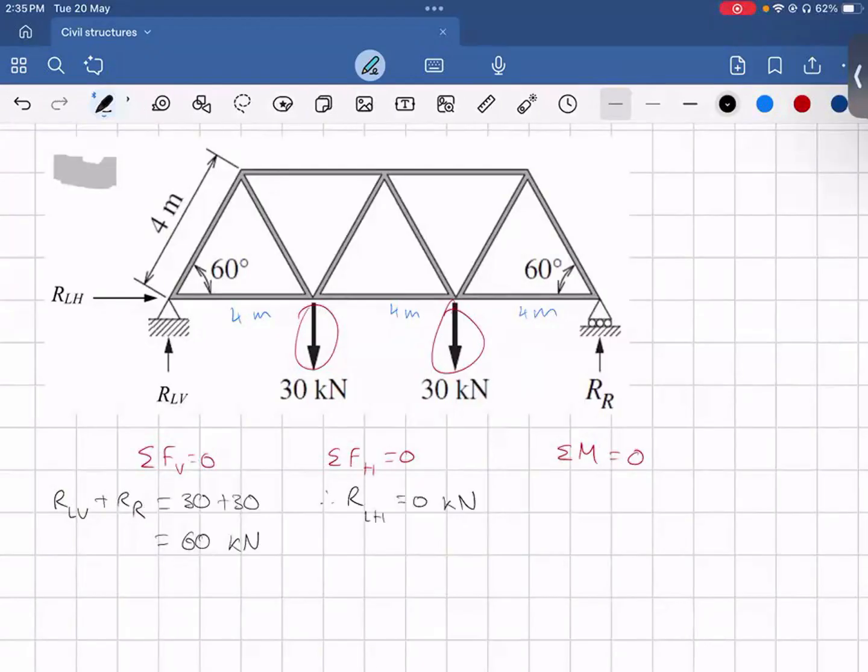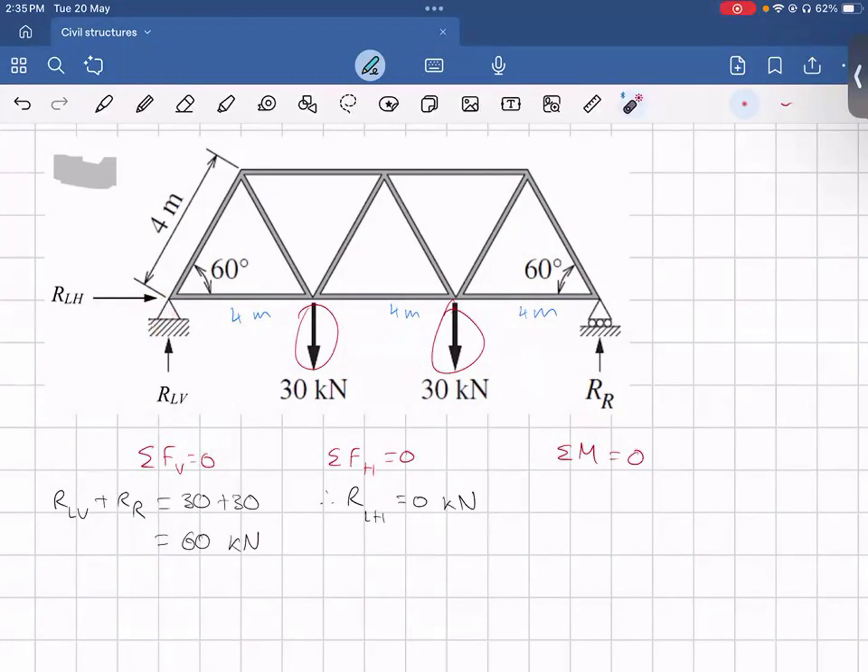Now, to determine what exactly RR and RLV are, we apply moments about the fixed joint. In this case, we can call the fixed point L. So we get moments about L should equal 0, and then account for any direction, either clockwise or anti-clockwise. Usually we will take clockwise as positive.